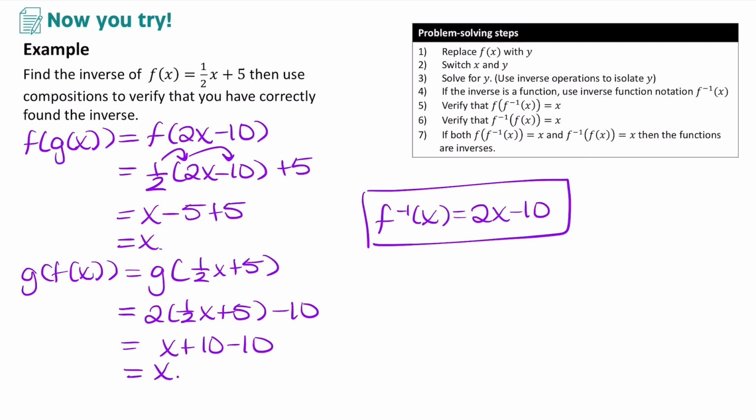g of f of x is g of 1/2 x plus 5, and when I plug that in, I get 2 times 1/2 x plus 5 minus 10. And that also does simplify down to x. So I can write my inverse now because it's been verified. So I have the inverse of f of x equals 2x minus 10.